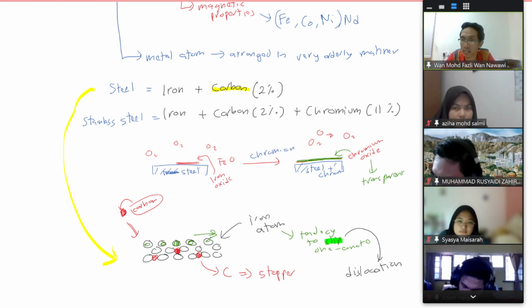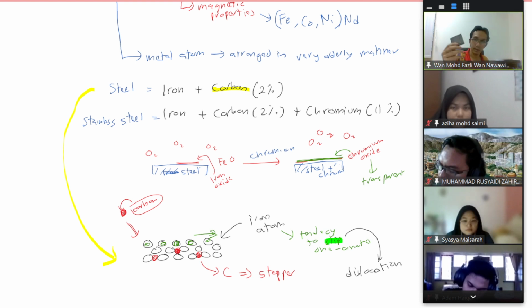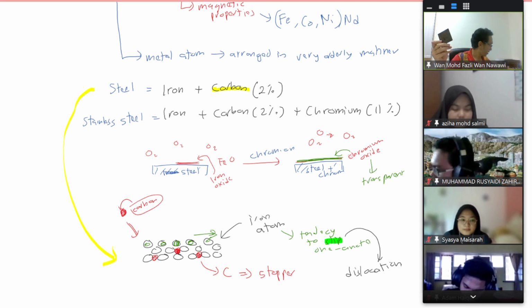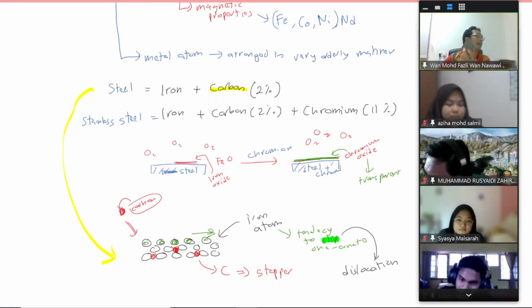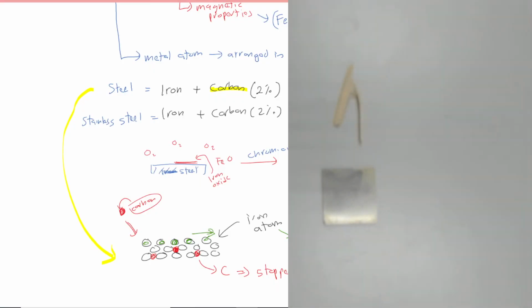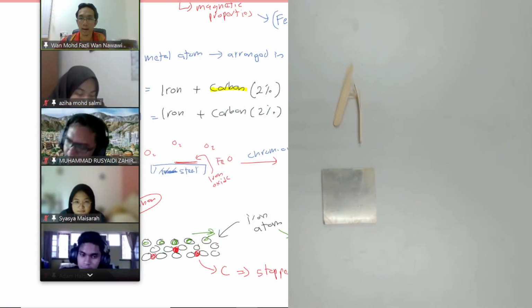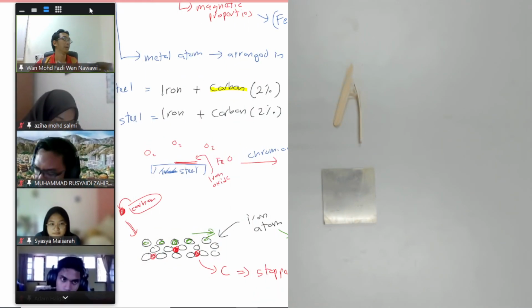But of course, stainless steel is hard. Stainless steel is expensive. For example, this is iron. This is stainless steel. Let me put it here. We go relaxed. Our class is relaxed. At least that's my idea, so that you can understand rather than just memorize.